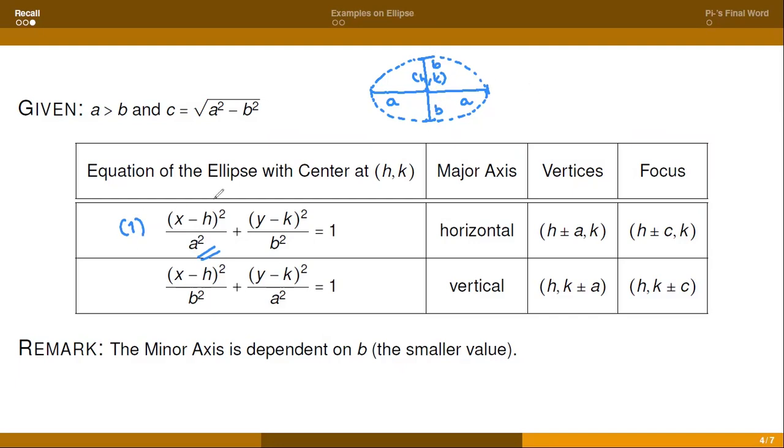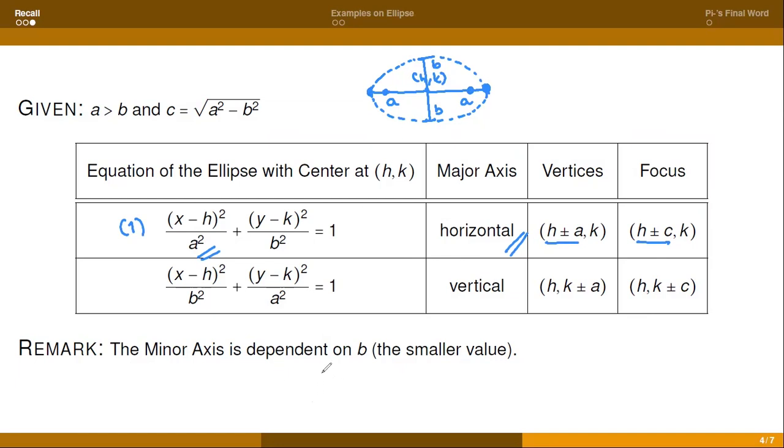That is why in this first case, the major axis is horizontal, since the larger width here is the horizontal line out here. That is why the vertices are shifted from the center by changing the x-coordinate, and the same for the foci, so that the vertices are located here and the foci are located here. The same analogy applies for the other case. Take note that from this remark and from this illustration, we know that the minor axis depends on b, the smaller value.